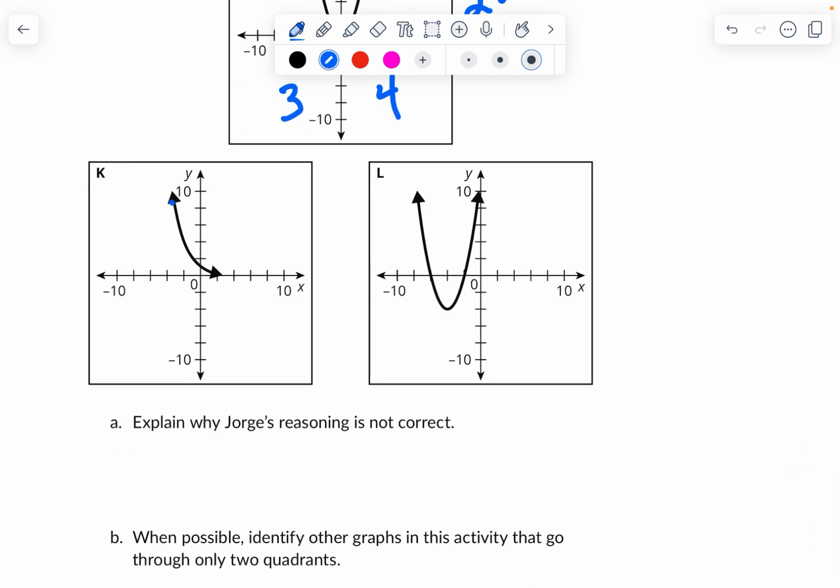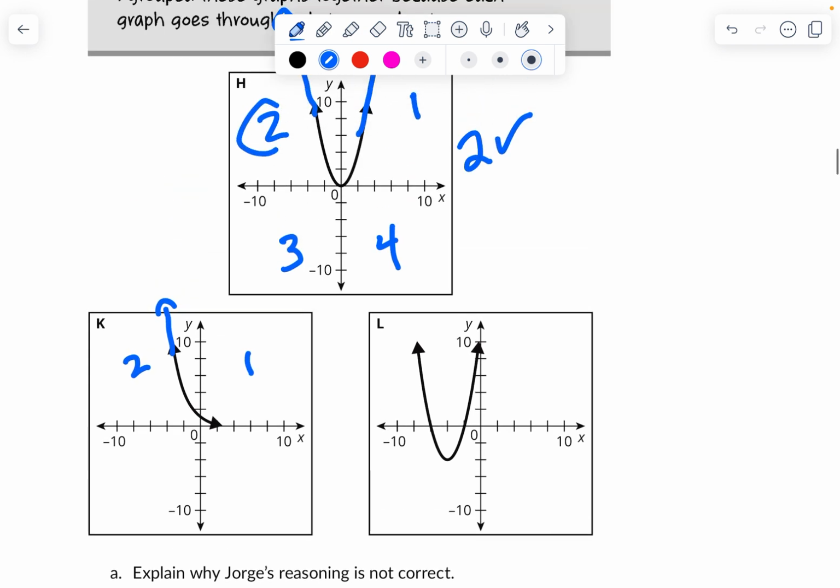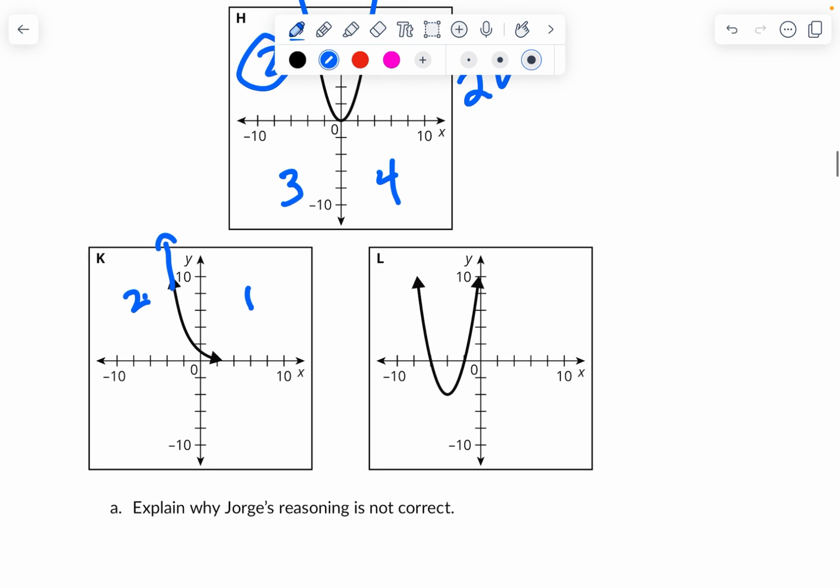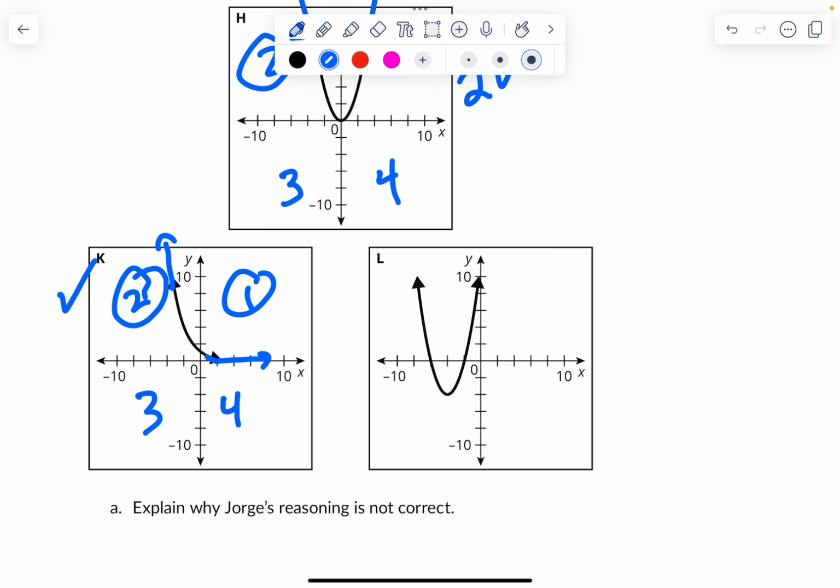Okay, it's going up, and this is in quadrant 2. So yes, this graph is in quadrant 2, and although it looks to you guys like maybe that arrow is going to go down into quadrant 4, it's really not. This is called an exponential function, and it's really going to bottom out. And so it is going to be in quadrant 1, and it is in quadrant 2, but it's not in quadrant 3 or 4. So that one's right. That one's in 2 quadrants.